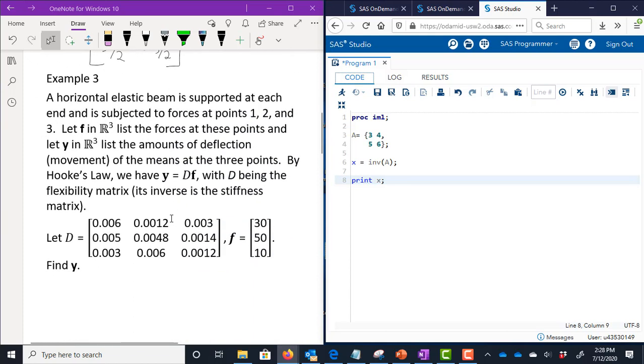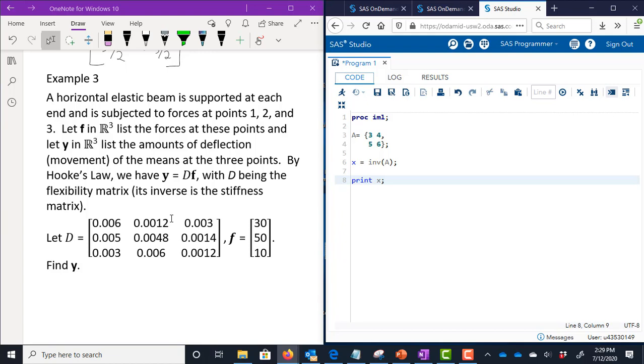For example number 3. Now this is the type of question where doing this out by hand will probably take a long time. So this I'm going to specifically do in SAS on here, just to show how that would work. But for this, a horizontal elastic beam is supported at each end and is subjected to forces at points 1, 2, and 3. Let the vector F in R3 list the forces at these points, and let the vector Y in R3 list the amounts of deflection movement of the beam at the 3 points.